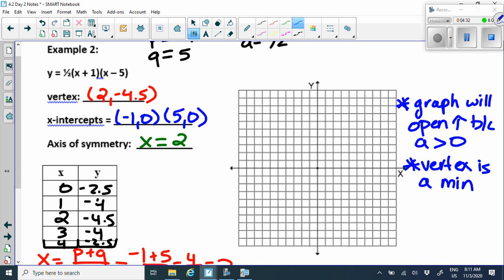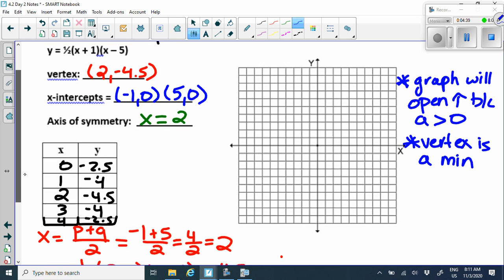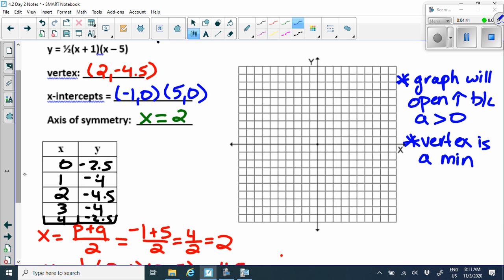Now let's kind of talk about vertical stretch or shrink. Notice our a value is something other than 1. Let's take the absolute value of 1/2. We get +1/2, which is less than 1. So that means in this case we will have a vertical shrink, meaning our graph is going to get wider, by a factor of 1/2. Okay, so kind of going back to those transformations we talked about.